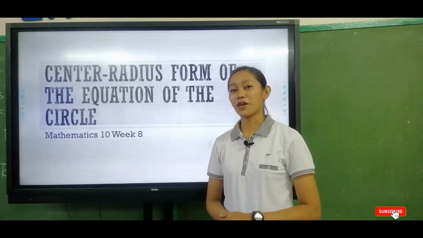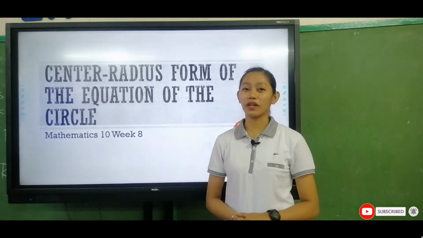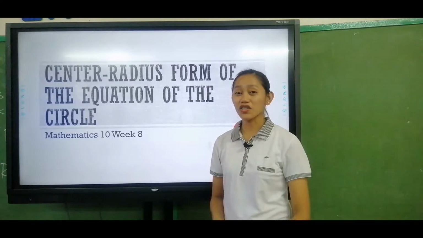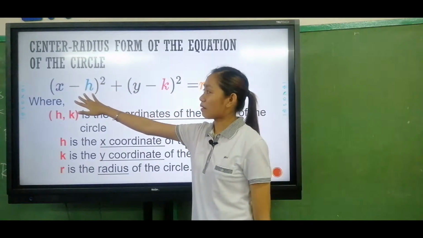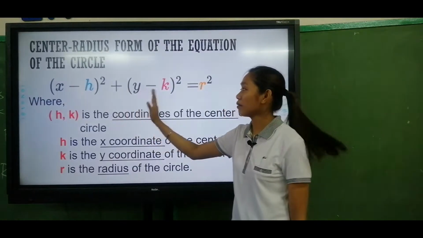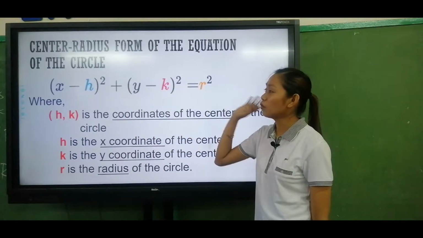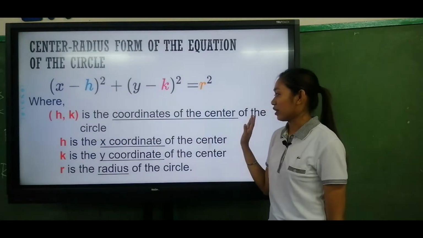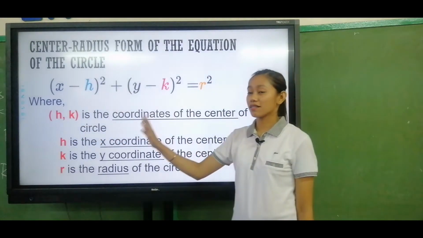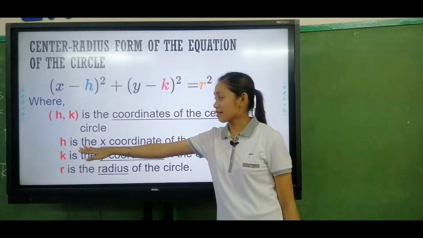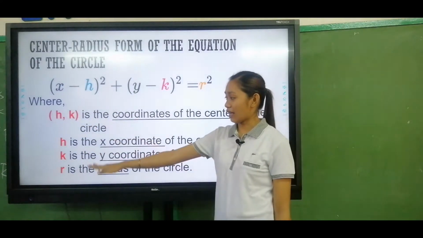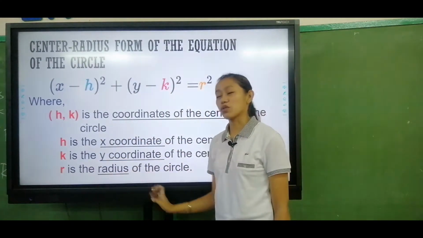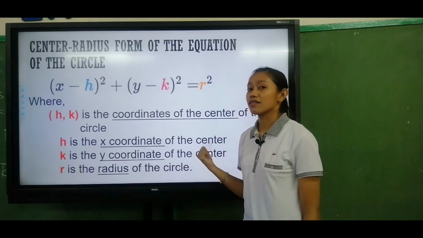Good day, students! For Mathematics 10, Week 8, our topic is the center-radius form of the equation of the circle, which is (x - h)² + (y - k)² = r², wherein (h, k) is the coordinates of the center of the circle, h is the x-coordinate of the center and k is the y-coordinate of the center, and r is the radius of the circle.